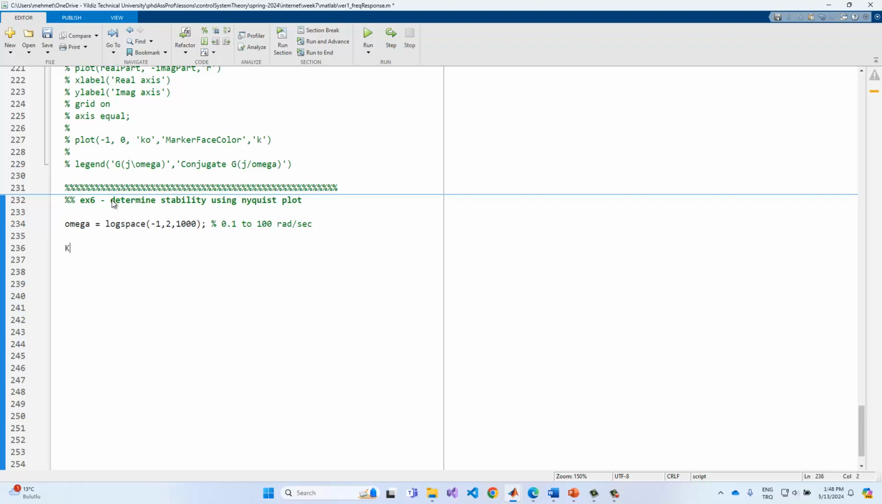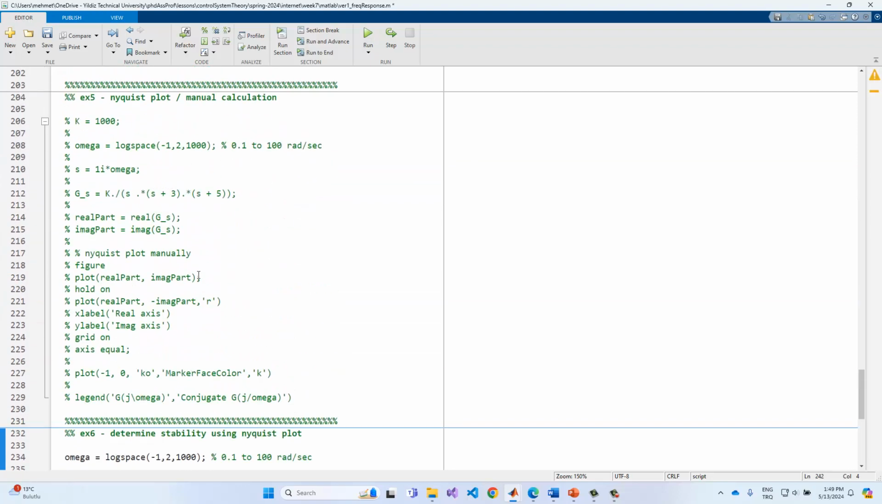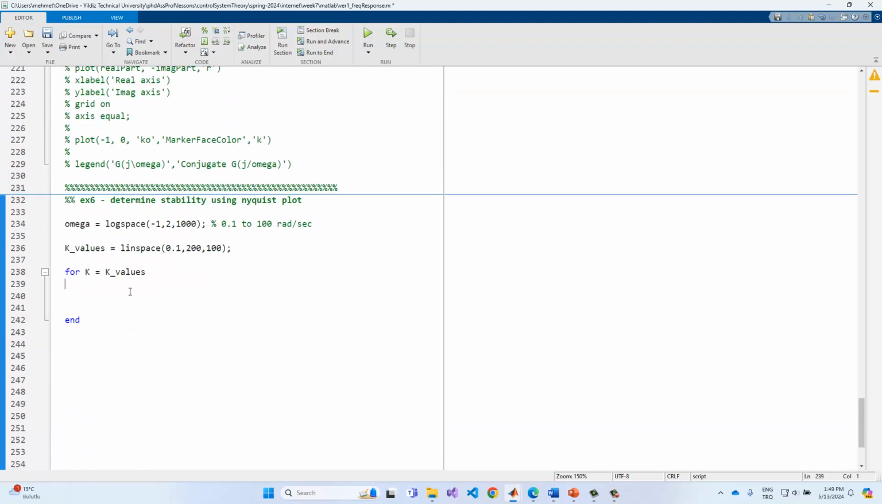And so we can define the k values as a range, linspace from 0.1 to 200, right? With 100 points, or 200 points in here, okay? After that, we can assign k equal to the k values in here. We search the whole parameters of these terms in here, just like this one. And so we can take these parts as equal to this one, okay?